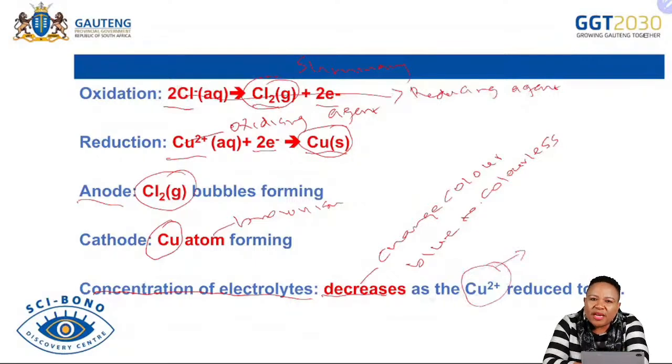I have explained what happens at the cathode side. So when they ask for physical observations, we cannot talk about the gain of electrons, because you are not going to be able to see the gaining of electrons. But what you can observe physically is bubbles forming to show that a gas is forming. You can observe the cathode being coated by a brownish substance to show that copper is being formed.